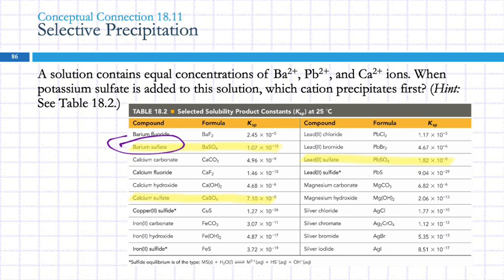So you have a solution of these three cations. As you add potassium sulfate, at some point you'll start to see a precipitate form. That's going to be barium sulfate. Any questions?